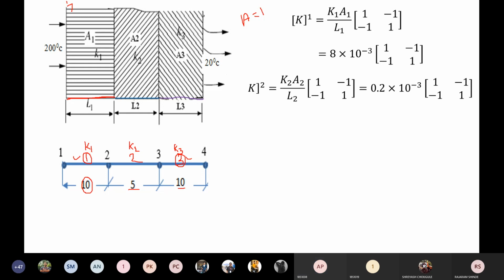Yes. Now after that K3 is also same as K1. Am I right? Because here K1 is equal to K3 and L1 is equal to L3. So K1 is equal to K3. Now calculate the global conductivity matrix. Now K is equal to K1 plus K2 plus K3.